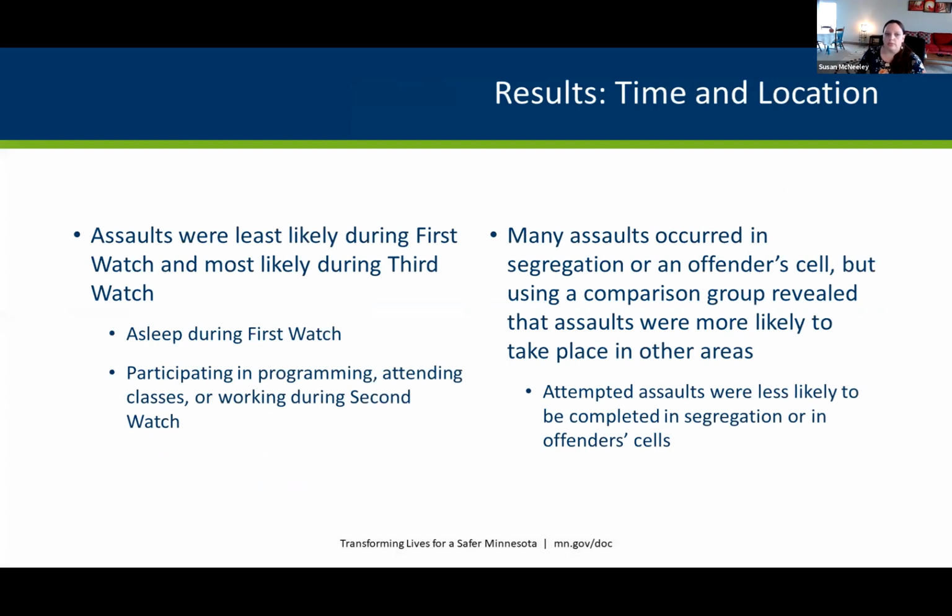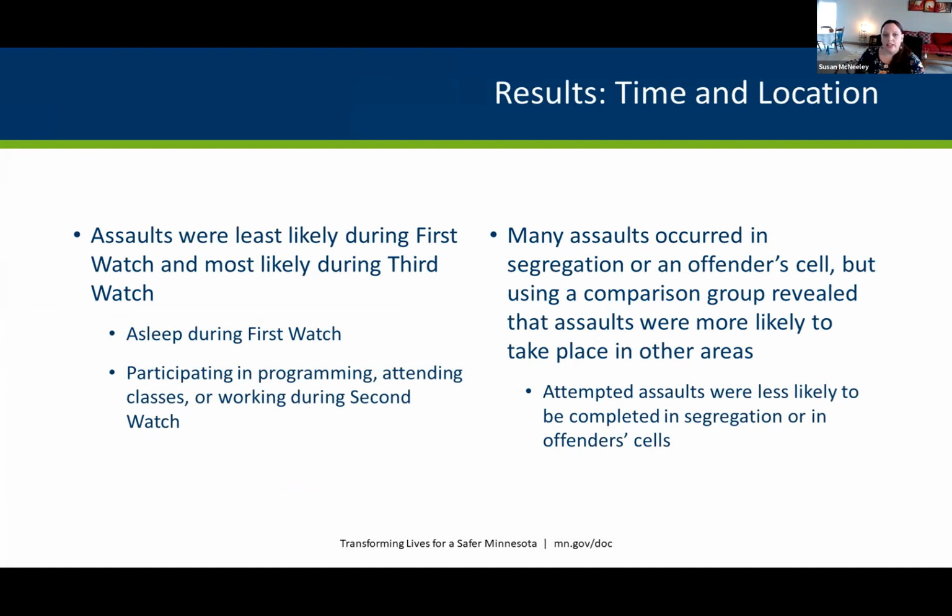So first, we know misconduct is generally more likely during unstructured leisure time. And consistent with that, assaults were most frequent during third watch, which is in the late afternoon and evening. So offenders aren't as likely to be engaged in structured activities as they would be in the morning and the earlier afternoon when they're at work and in class and whatnot. And assaults were least likely during first watch when they're either asleep or at least not interacting with staff.